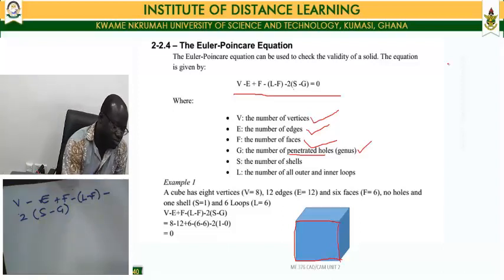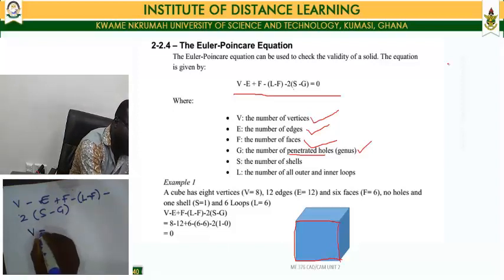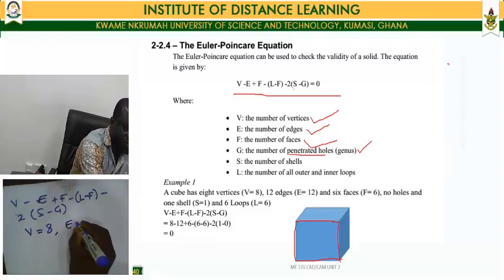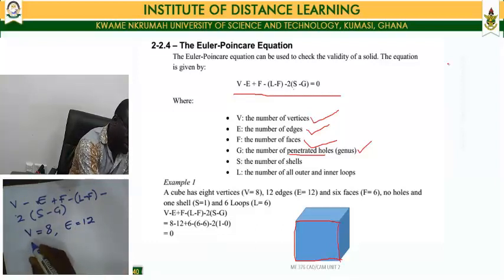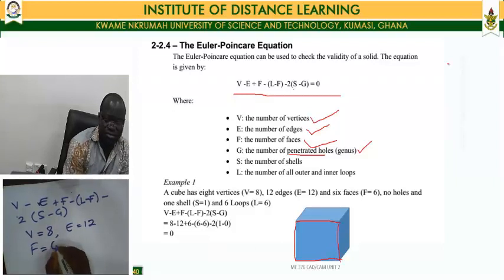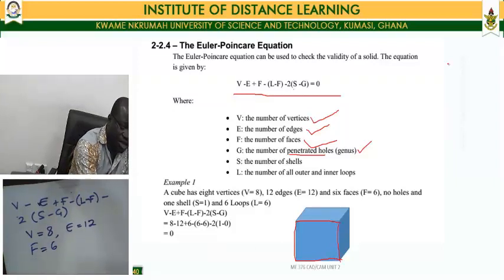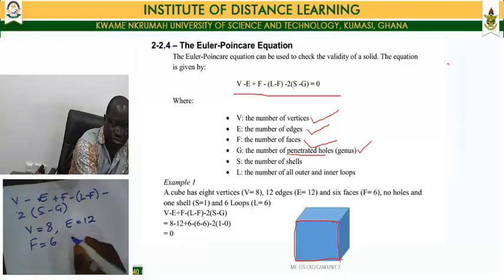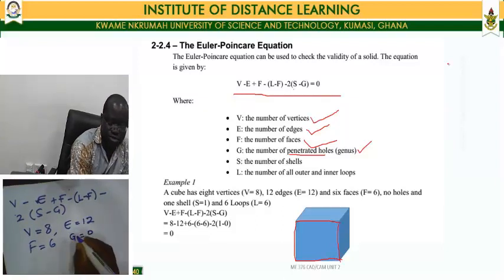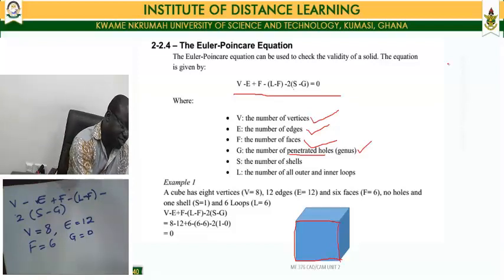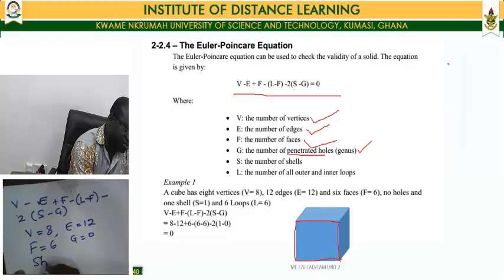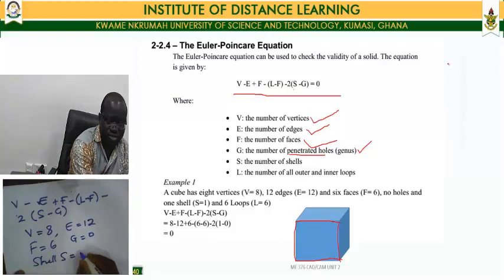If you take a cube, it has 8 vertices, so V is 8. The number of edges is 12 for a cube. The cube has 6 faces. We can count them. For a cube with no holes, the genus is going to be 0 because there are no holes. The cube is a solid with no void, so the shell, which is the outer skin, S, is going to be 1.